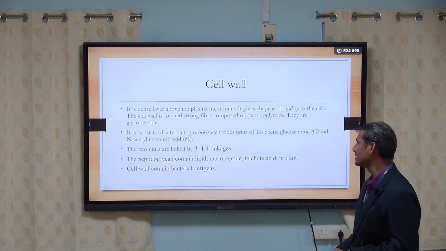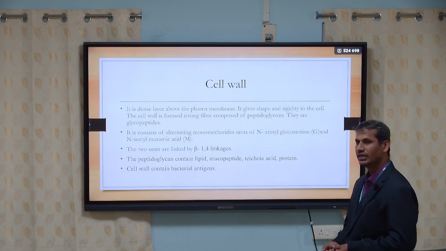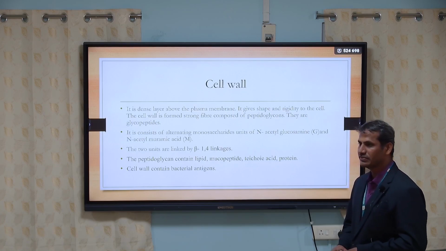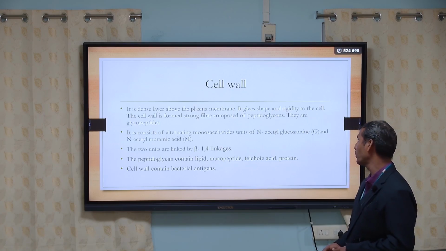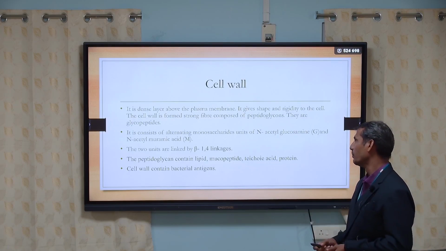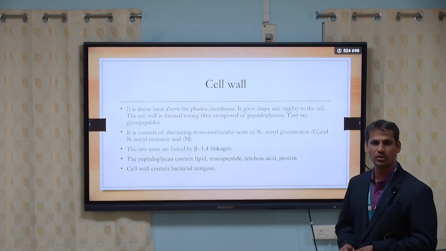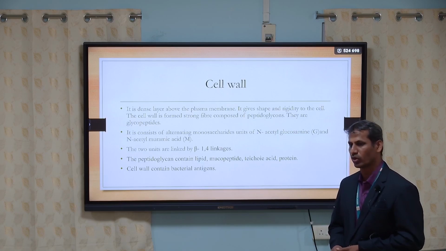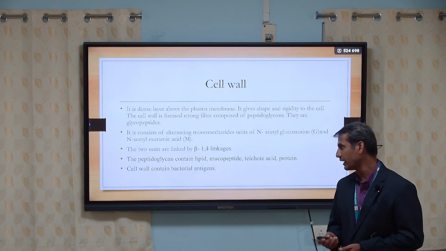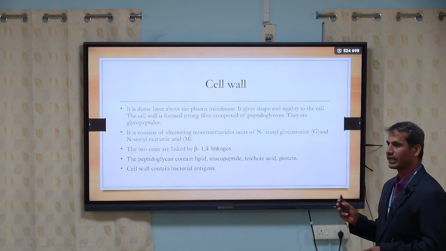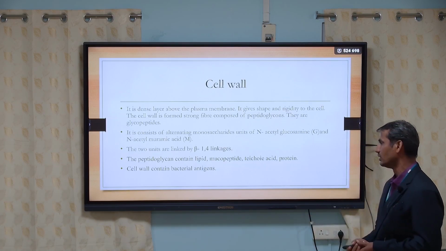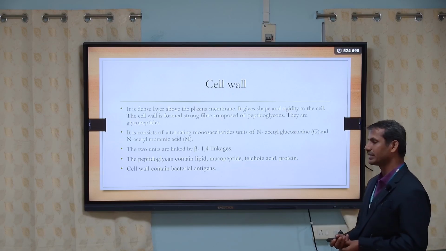Next is the cell wall. The cell wall lies above the plasma membrane. It gives shape and rigidity to the cell, and it is a strong fiber composed of peptidoglycan. The peptidoglycan is composed of two main compounds, N-acetylglucosamine and N-acetylmuramic acid, linked by beta-1,4-glycosidic linkage. The cell wall also contains lipids, mucopeptide, teichoic acid, and protein. The cell wall contains bacterial antigens.